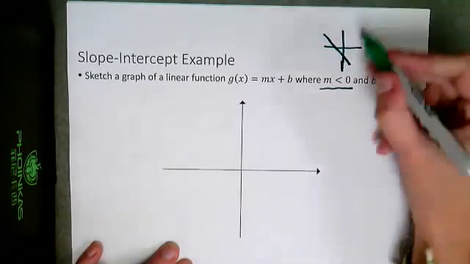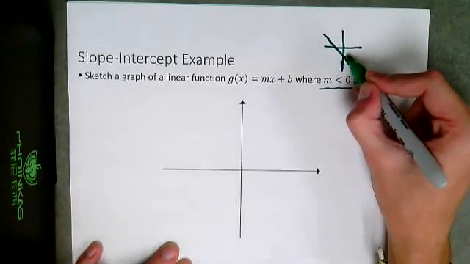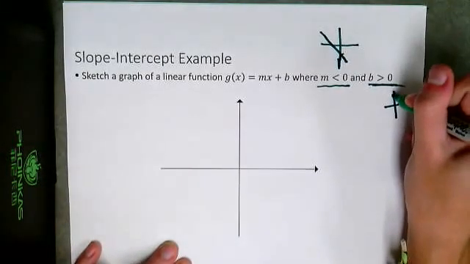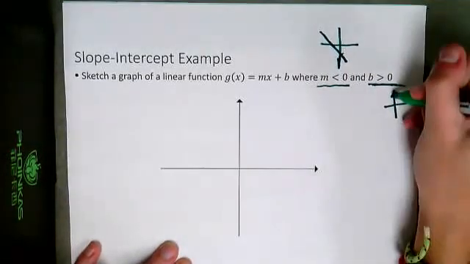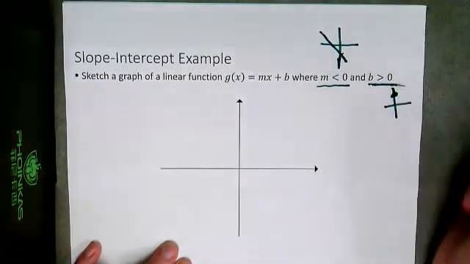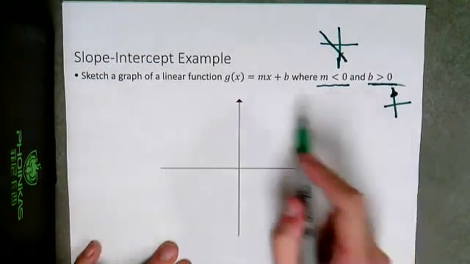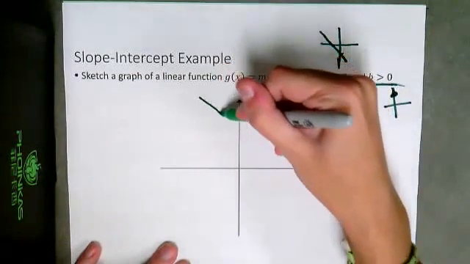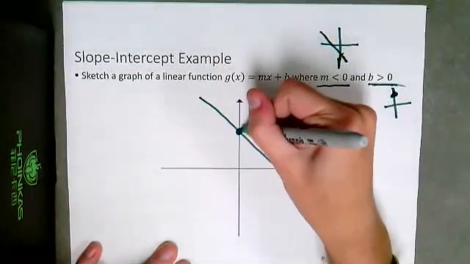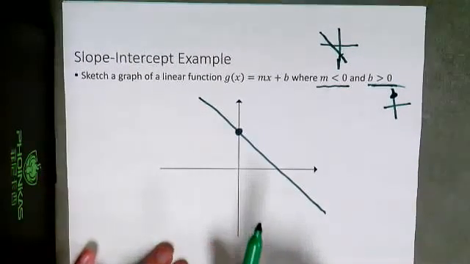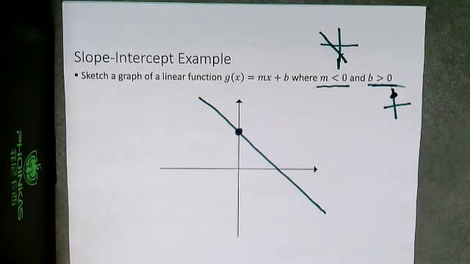The problem with what I've drawn here is that it hits the y-axis at a negative value. Well, this tells us that we have to hit the y-axis above the x-axis, right? So an example of g of x that satisfies these conditions is something like this. The y-intercept is positive and the slope is negative, okay? Let's go with a few more examples.